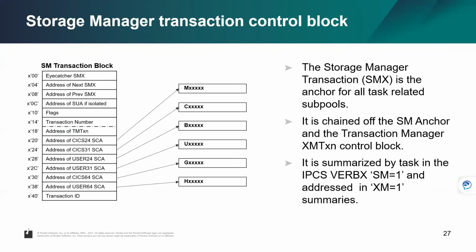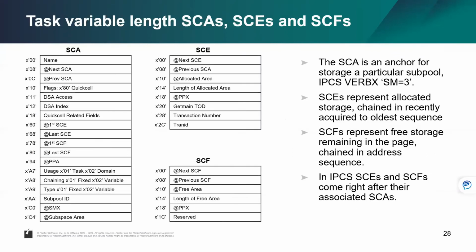I'm going to show you an easier way to find them inside an IPCS dump. And then finally, this is what we want to get to. The subpool control area is the anchor for each of the 6 subpools. And once you know which subpool you're interested in looking at, you're going to see chained off the subpools these things called SCEs for allocated storage. You can see the address and length of the storage at hex 10 and hex 14.